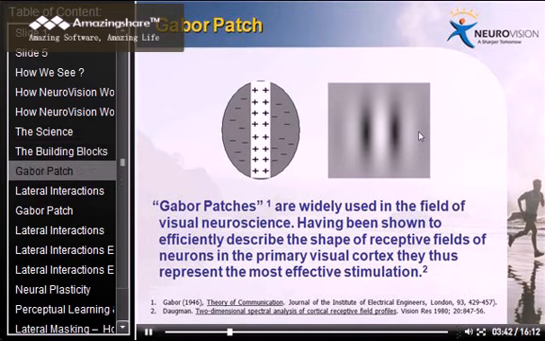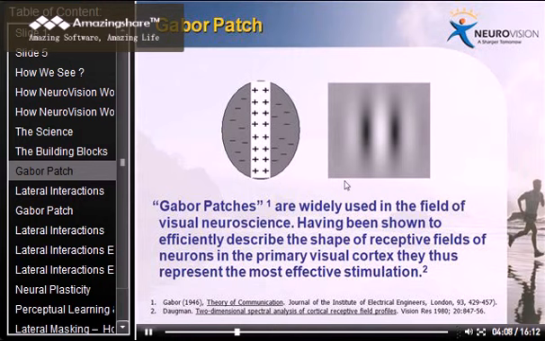Let's start with Gabor patches. Gabor patches are the patterns that you see here on the right side. These are called Gabor patches and they follow a formula invented by Dennis Gabor, who was, by the way, a Nobel Prize winner for inventing holograms. But these are very widely used as the building block of visual neuroscience.